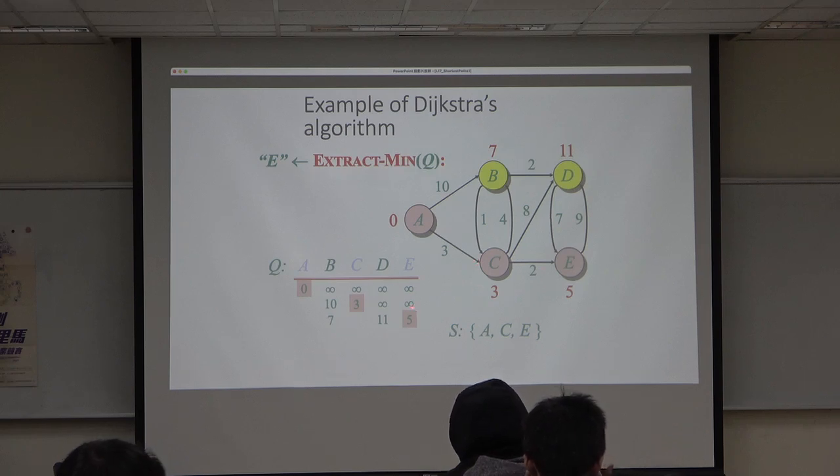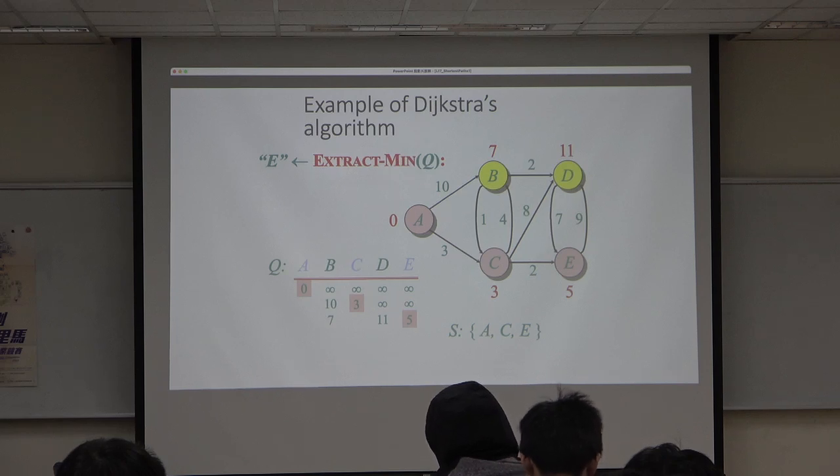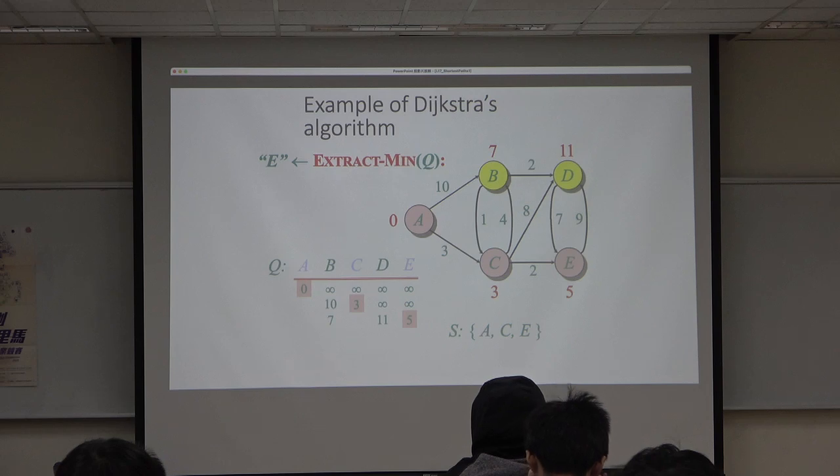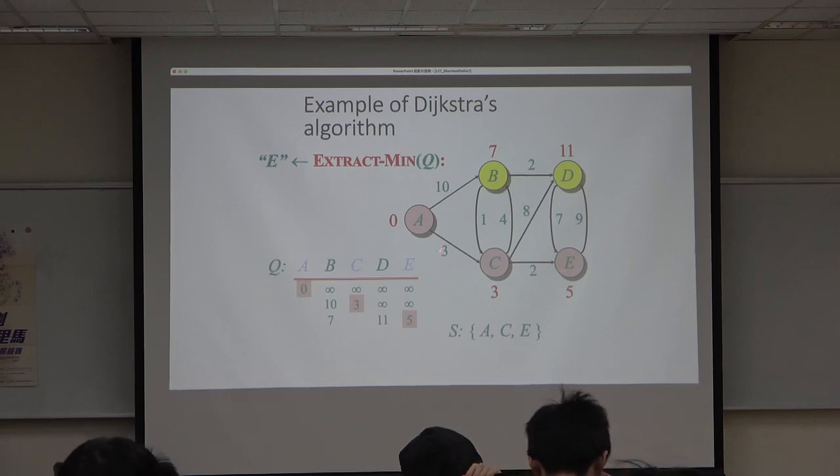So you need to remember which node is the one that updated you. Because once you are chosen into the set S, that node would be your previous node in the shortest path. So in this case, for E, the previous node will be C. Or put it another way, the shortest path from A to E will be ACE.